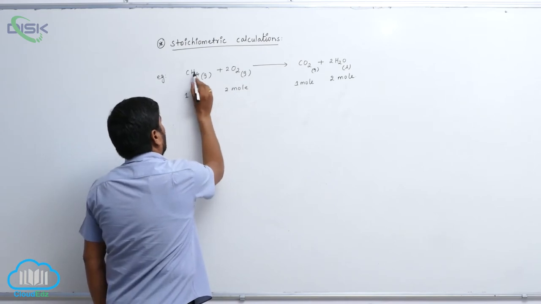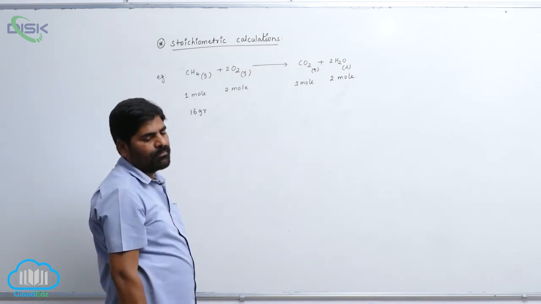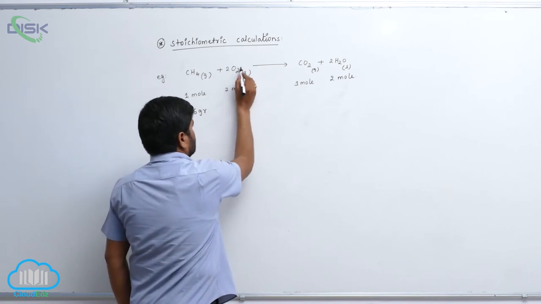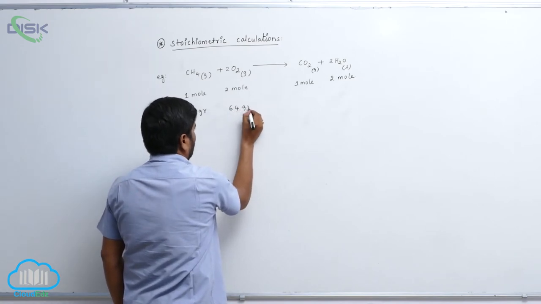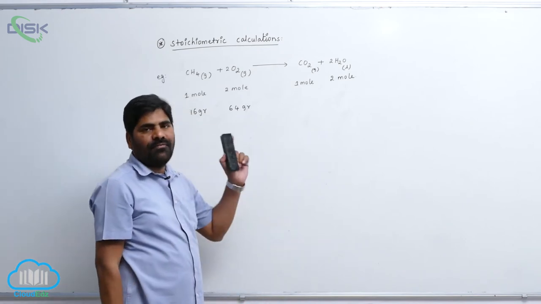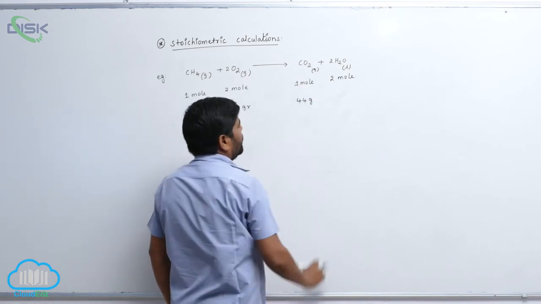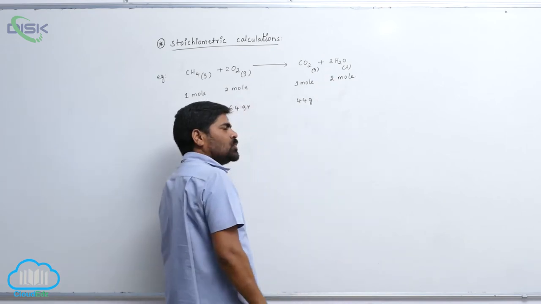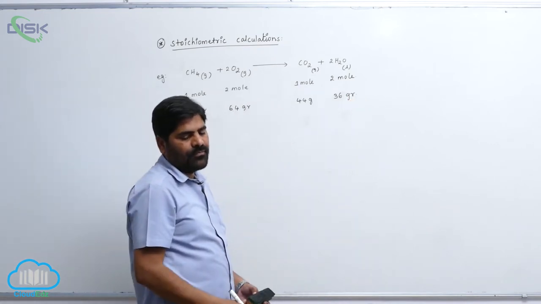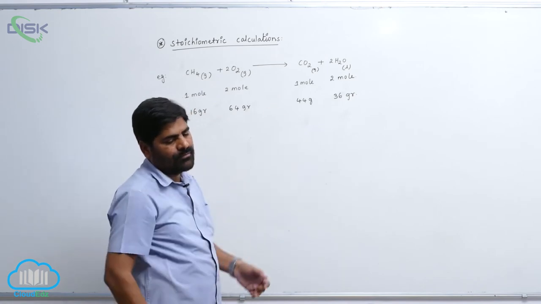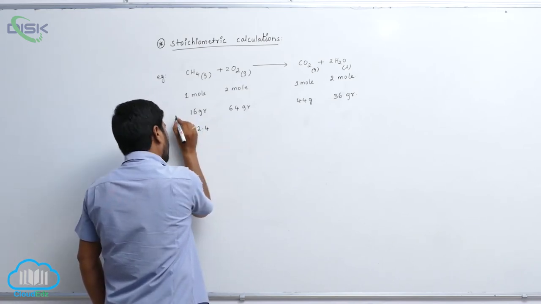Here carbon 12 plus 4, so therefore 16 grams of methane is consumed. Then each oxygen molecule contains 32 grams, so therefore 64 grams of oxygen consumed. Then how many grams? 44 grams of CO2 liberated. Then 18 twos are 36 grams of water liberated.